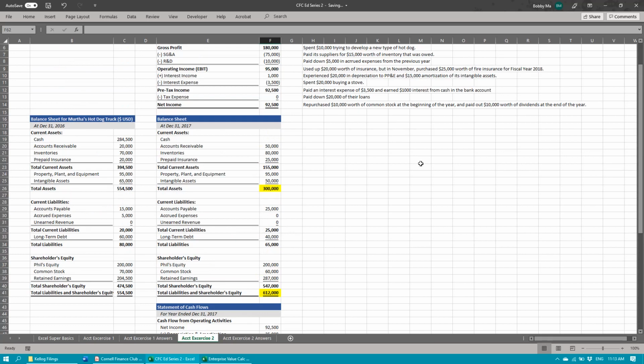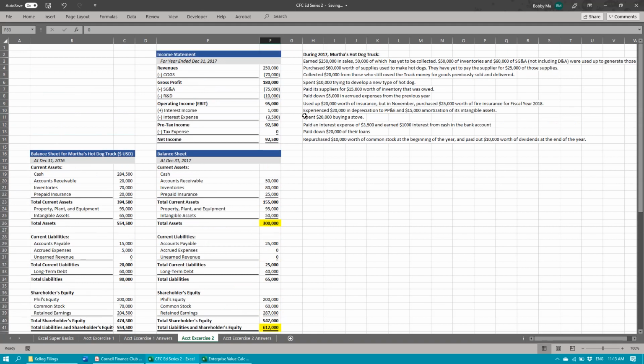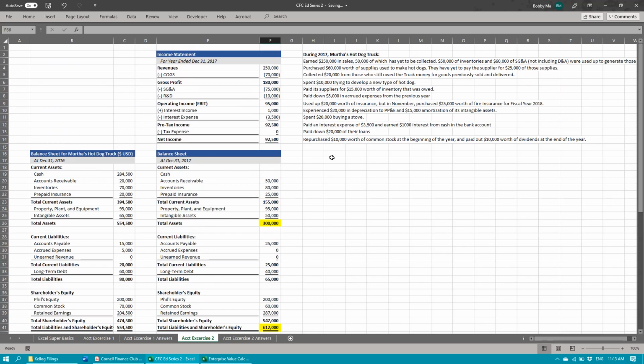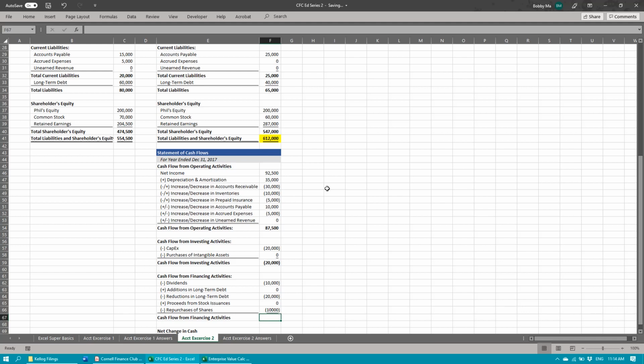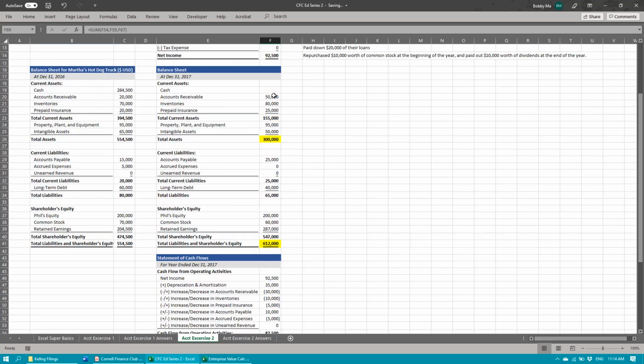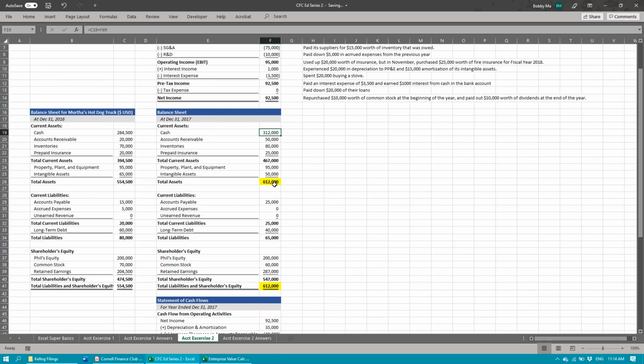Again, if you remember from the last line, we paid $10,000 worth of dividends. We had no additions in long-term debt. We paid down $20,000 in loans, so that is $20,000. We had no proceeds from stock issuances because we did not issue any stock, but we did purchase $10,000 worth of common stock back. So you have minus $10,000, and you sum everything up for net change flow from financing activities of $40,000. So here you get a net change in cash, adding those two together, of $27,500. So therefore you have cash from the previous year plus the net change in cash from this year to get ending cash of $312,000, and voila, total assets and total liabilities and shareholders' equity balance.